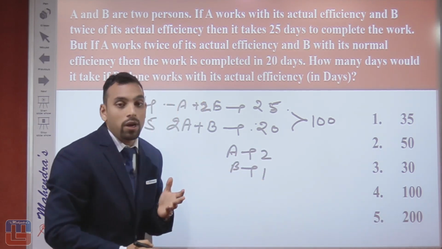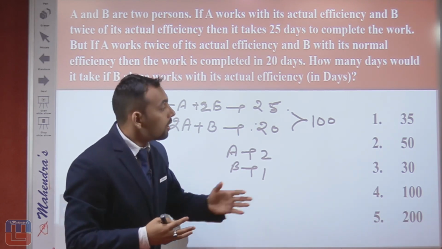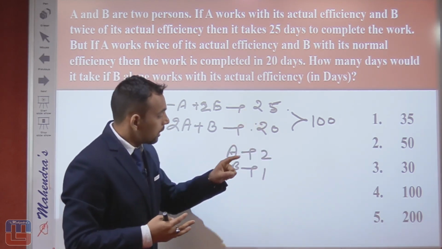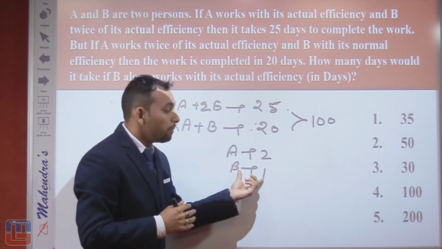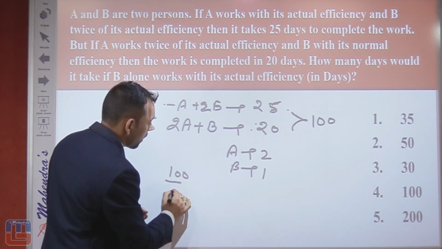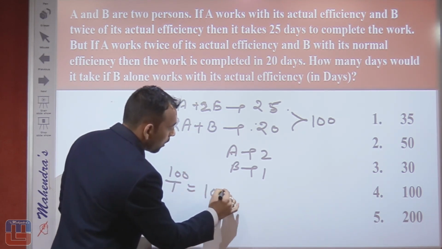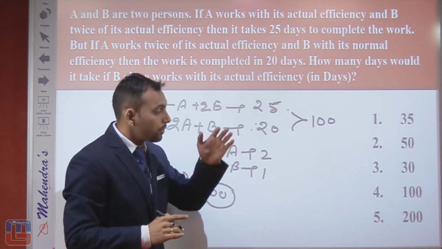The actual efficiency of B is 1 and we have to find the number of days. The total work is 100, so the total number of days will be 100 divided by 1, so the answer will be 100 days. You can see the options as well, the fourth option will be the correct answer of this question.